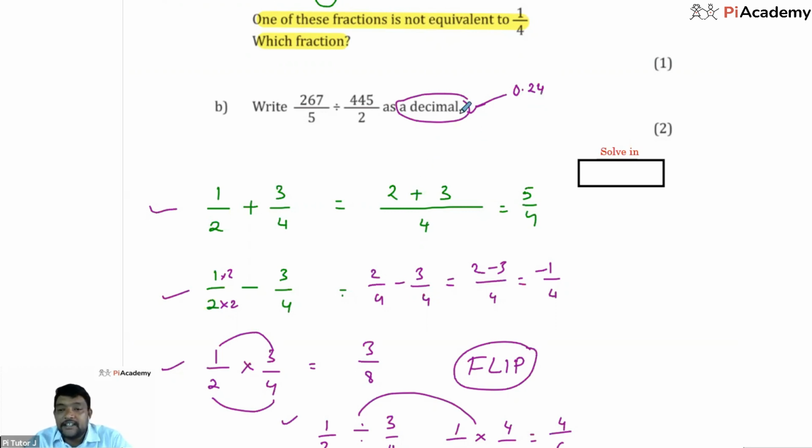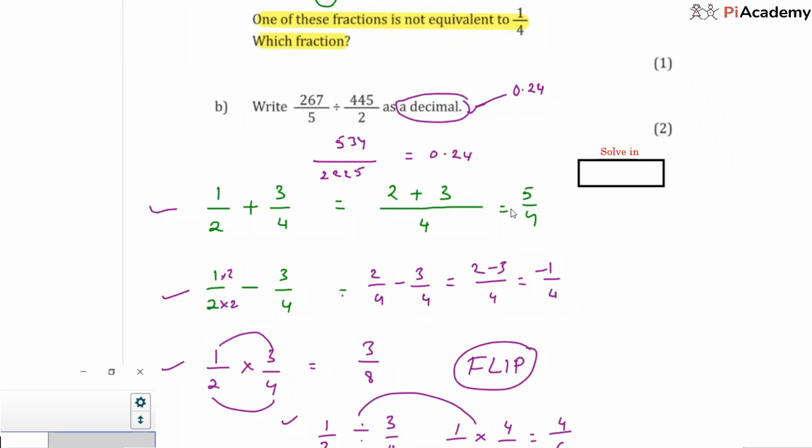Is he correct? I think it is Rahul who gave this answer. Is he correct? Yes, he is very correct. Because 267 times 2 is 534, and 5 times 445 is 2225. And when you do 534 divided by 2225, you get 0.24. Wonderful. Good. So it is 0.24. Excellent. Let's go to the next question, guys.